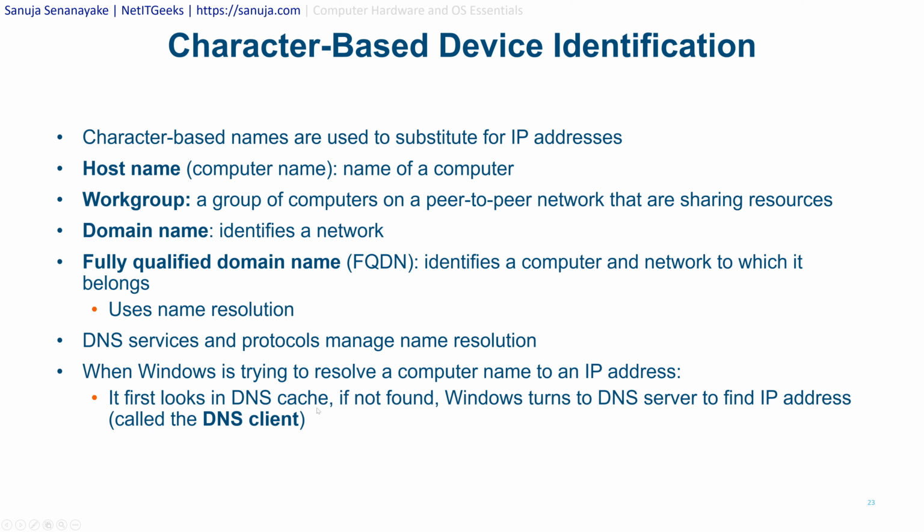That means every Windows device on your network will have its own DNS cache from previous DNS resolutions. And if that cache does not have that information, Windows turns to a DNS server to find the IP address. This is called the DNS client. So keep that in mind. When Windows machines are looking for information based on character-based device identification, they have to go through name resolution, and those are called DNS or domain name servers.